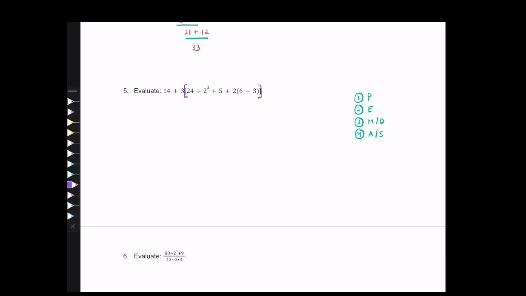But even inside there, we have parentheses. So we're going to have to start with that before anything else. Okay, so let's take a look at this 6 minus 3. That's going to go before anything else. I'm just going to copy everything else.